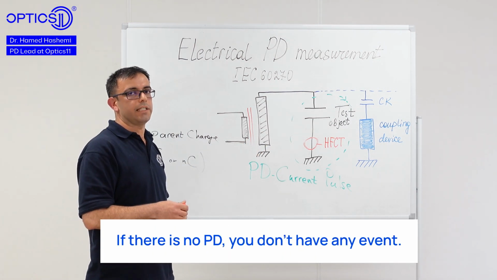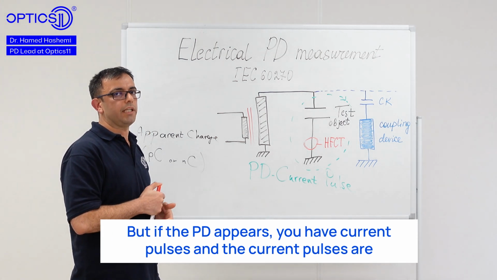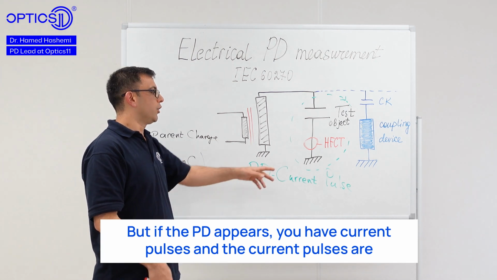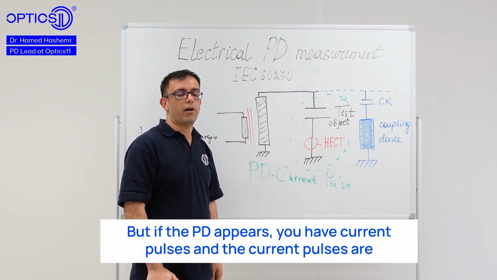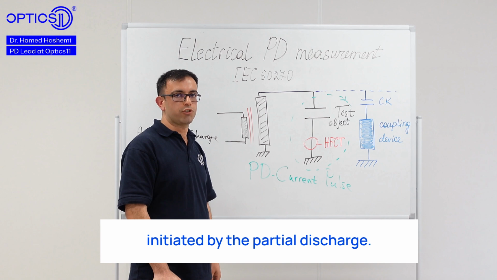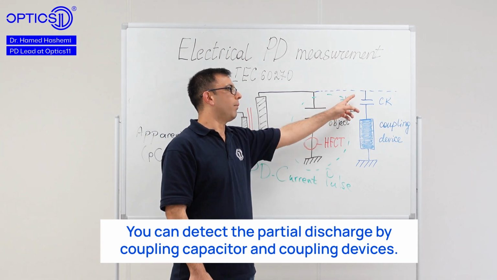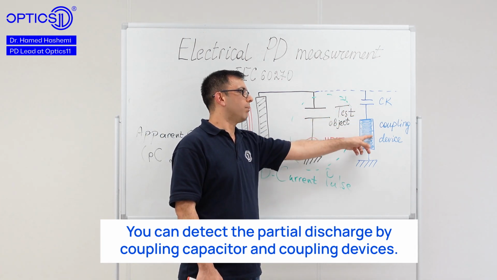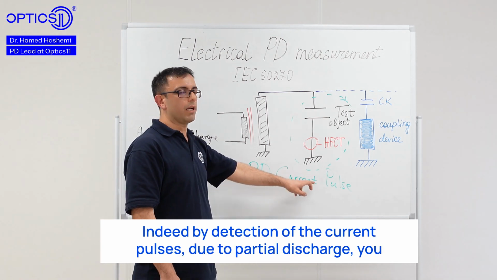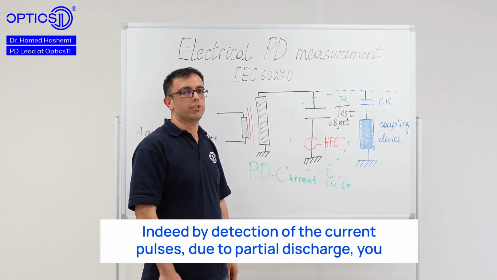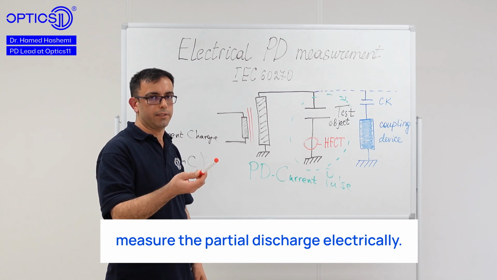And if there is no PD, you don't have any event. But if the PD appears, you have current pulses. The current pulses are initiated by the partial discharge, and you can detect the partial discharge by coupling capacitor and coupling devices. Indeed, by detection of the current pulses due to partial discharge, you measure the partial discharge electrically.